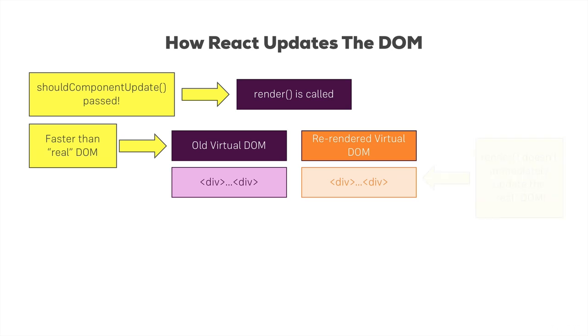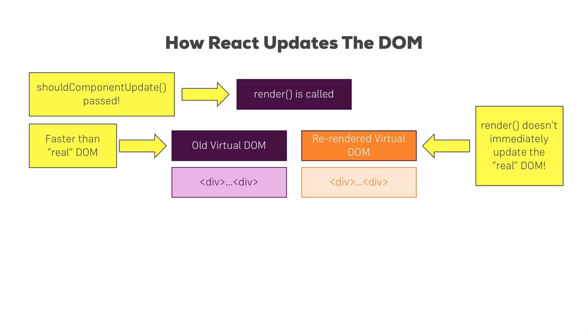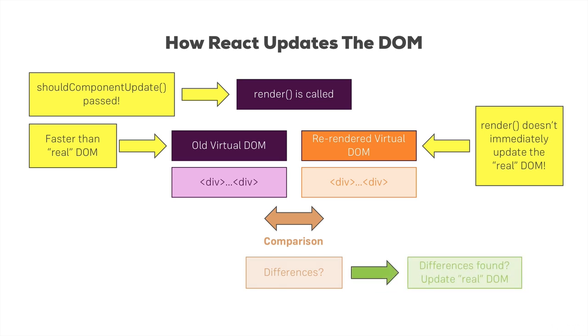Now, as I mentioned though, re-rendering or calling render doesn't immediately update the real DOM. Instead, React makes a comparison. It compares the old virtual DOM to the new one and it checks if there are any differences. If it can detect differences, it reaches out to the real DOM and updates it. And even then, it doesn't re-render the real DOM entirely. It only changes it in the places where differences were detected. For example, if a button text changed, it will only update that text and not re-render the whole button, let alone the whole DOM. If no differences were found, then it doesn't touch the real DOM.